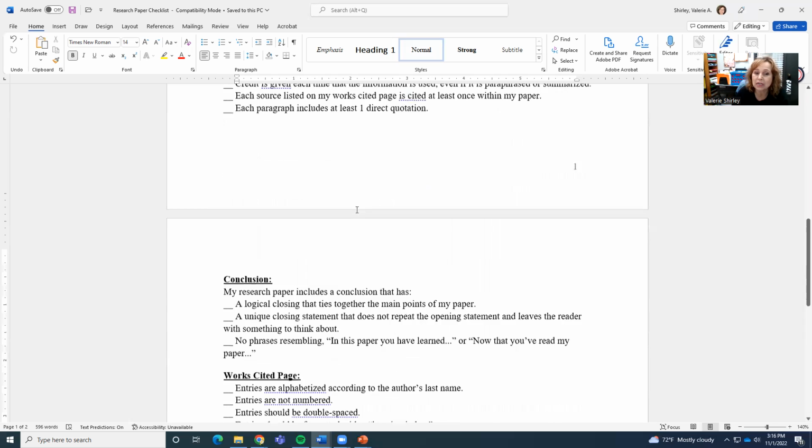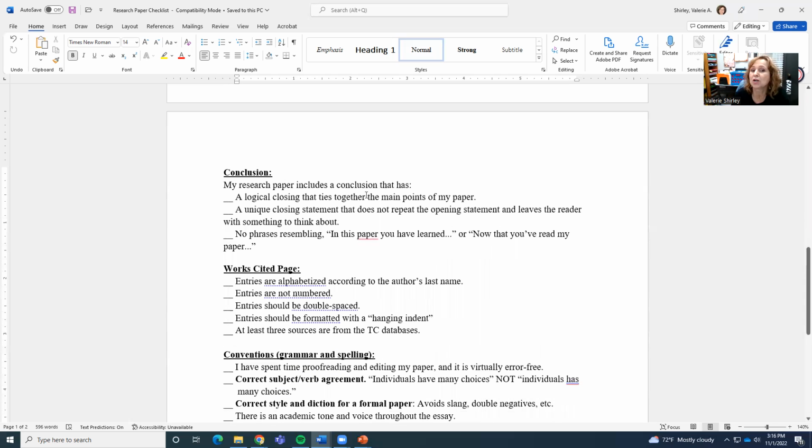Okay, coming on down, here's our conclusion. This is where you're going to wrap things up, tie up loose ends. You don't introduce anything new, you just bring the reader to a sense of completion. The conclusion is usually the shortest of the paragraphs. Okay, none of this. In this paper, you have learned, or now that you've read this paper, none of that should show up in your conclusion.